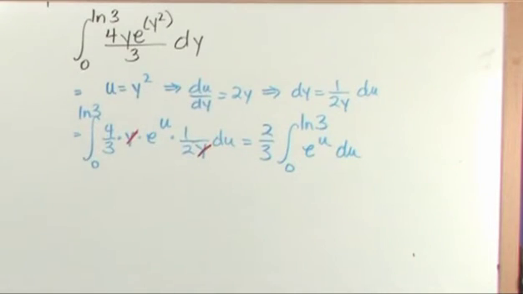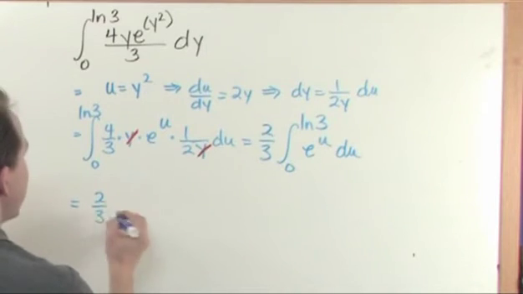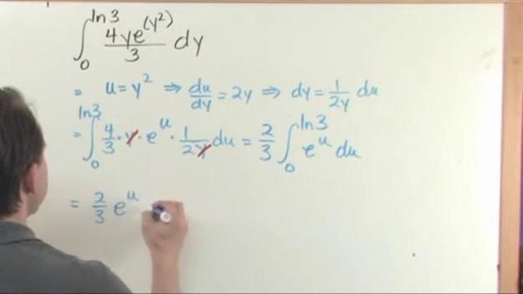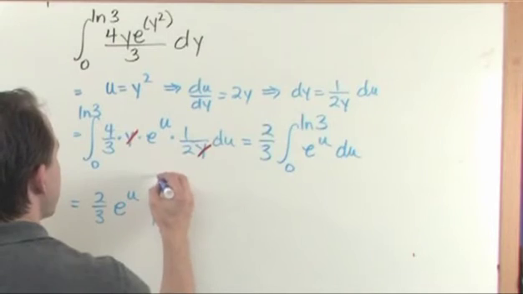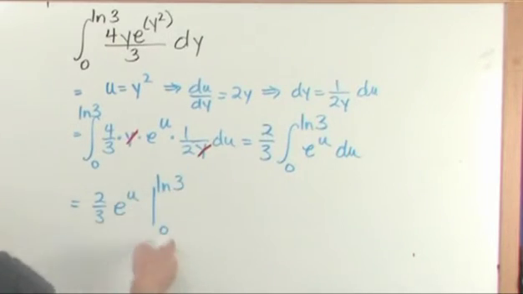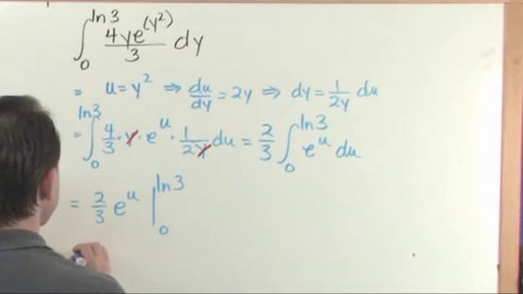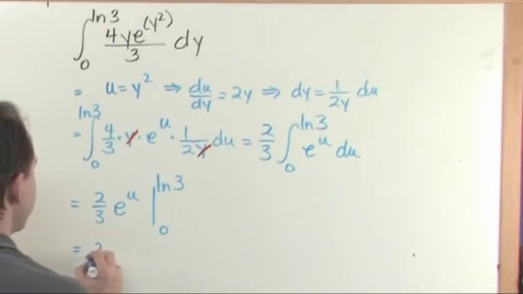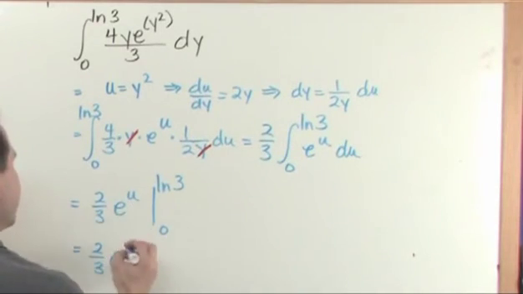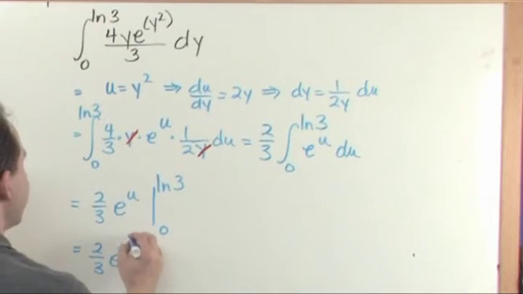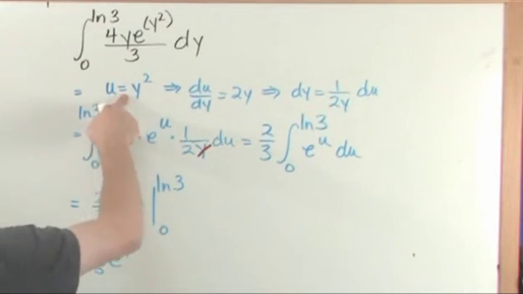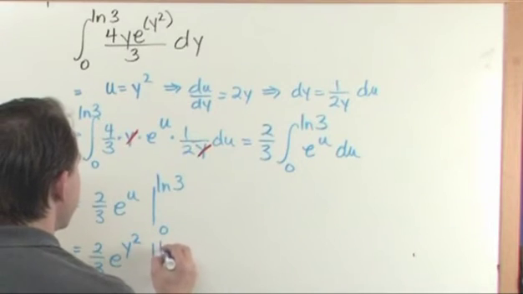And I know I can integrate that. You know what the integration of the exponential function is, right? So you'll just have 2/3, integral of e to the u is e to the u, limits of integration 0 to natural log of 3. But you can't actually plug in these limits yet, because my integral is in terms of u, and my limits are still in terms of y. So I plug in what I know u is equal to. So it's 2/3 e, and u was equal to y squared, way back up here where we defined u, 0 to natural log of 3.